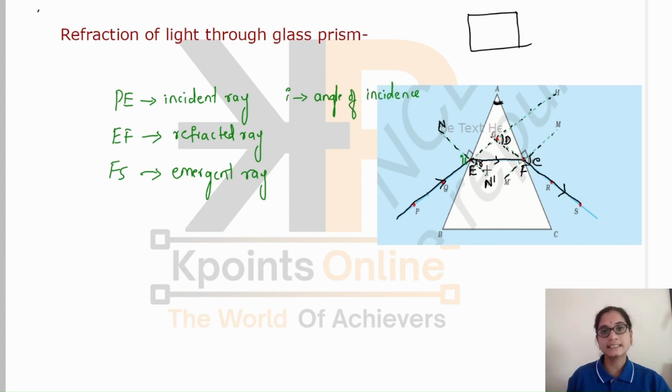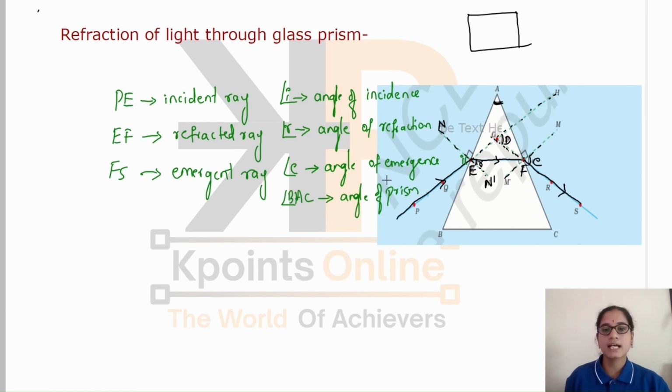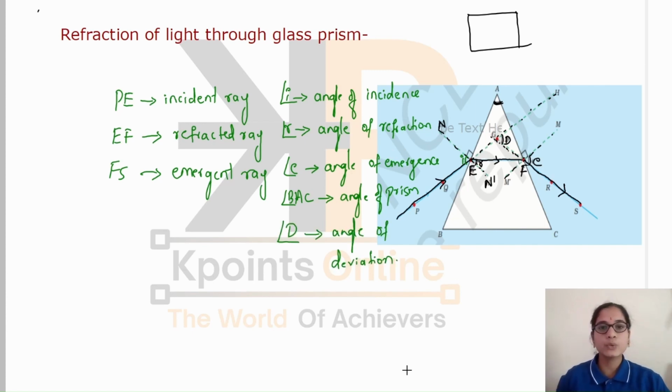And this angle which is made by the refracted ray with the normal is called the angle of refraction. And this angle which is made by the emergent ray with the normal is called the angle of emergence. Now this is the angle of prism. As I have already said, the angle between this emergent ray and the incident ray is called the angle of deviation.